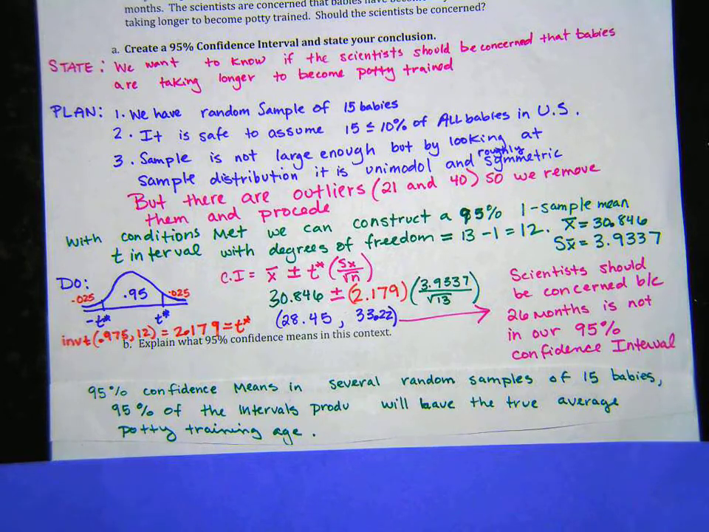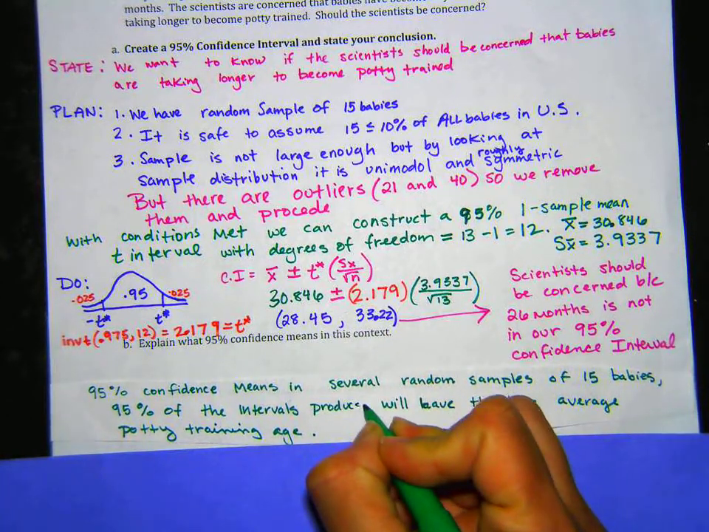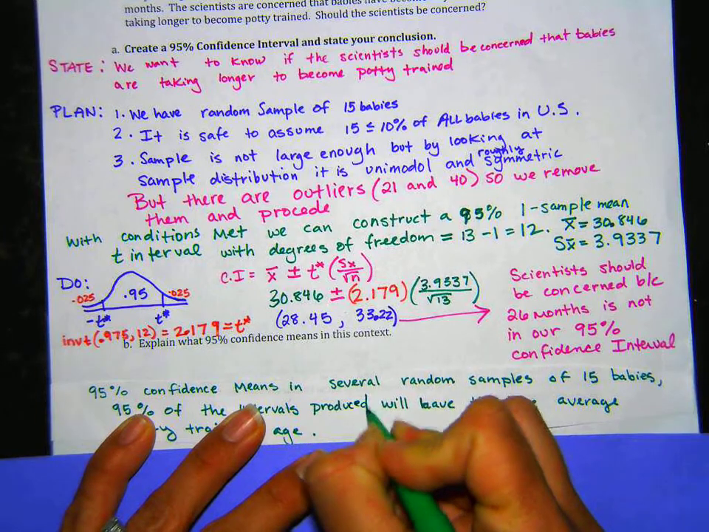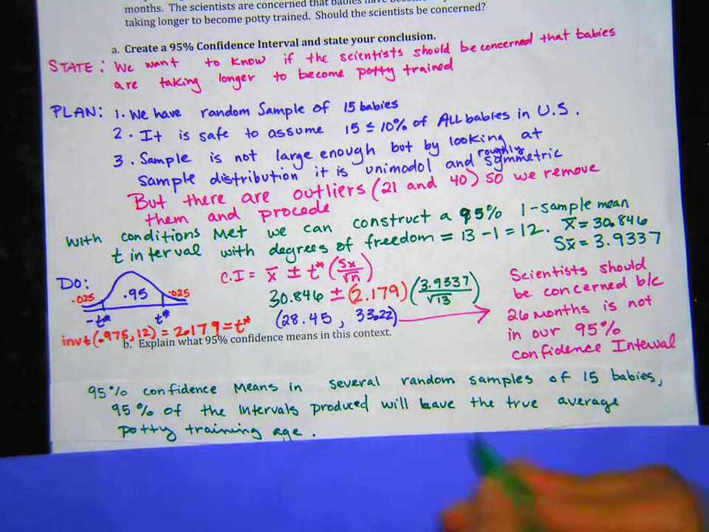95% means in several random samples of 15, 95% of the intervals produced will have the true average, or will capture the true average potty training age.